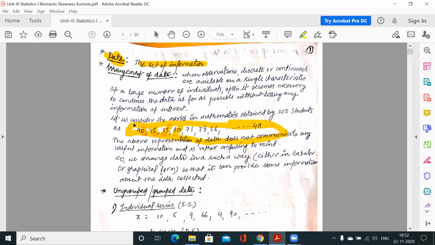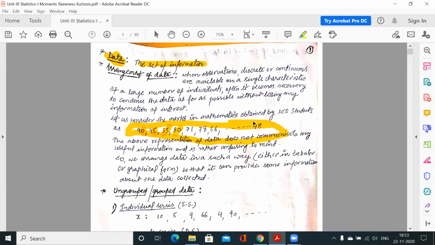The raw data does not communicate anything. I have simply collected the marks by asking each of the 100 students to tell me their marks in mathematics in 12th class. These are the marks of 100 students. If I want to take any information from this data, I have to do a lot of analysis, because this is a raw collection of data.